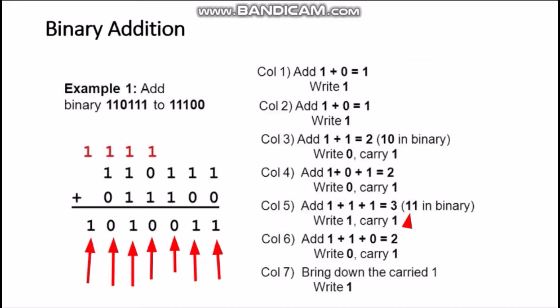That is how you will add two binary numbers. The only thing which you have to keep in mind is, if you add 1 plus 1, it will come out to be 2. 2 in binary is 1 0. So 0 you will write here, and 1 you carry to the column which is next to the current column.